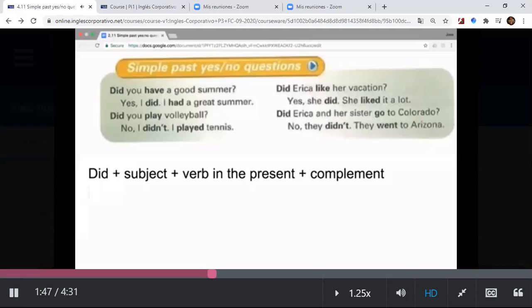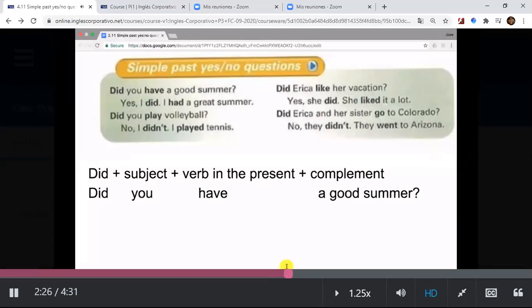Let's analyze a couple of questions. Did you have a good summer? First, we will add the auxiliary verb did. Next, we need to include the subject, you. After that, we will add the verb in the present tense, have. I would like to point out that the verb doesn't change to the past because we are using the auxiliary verb did. Finally, we add a complement and a question mark, a good summer.